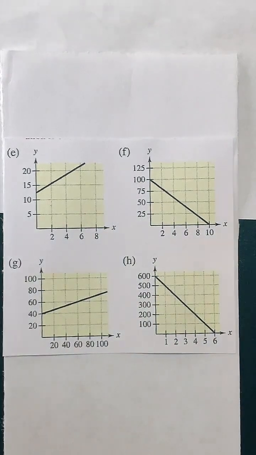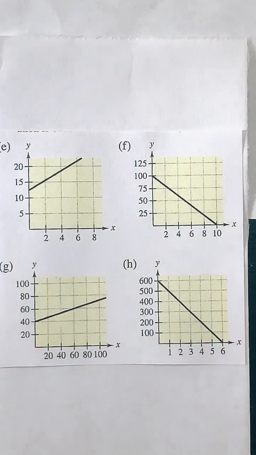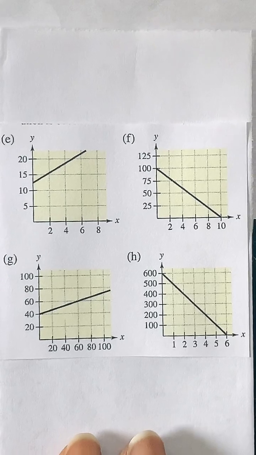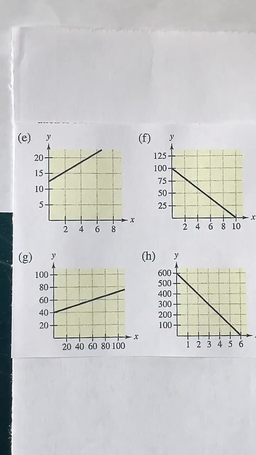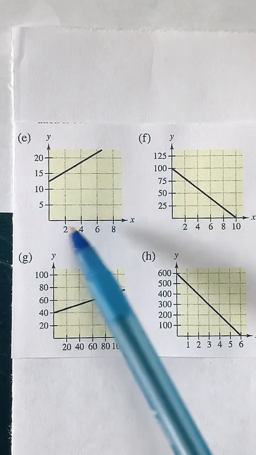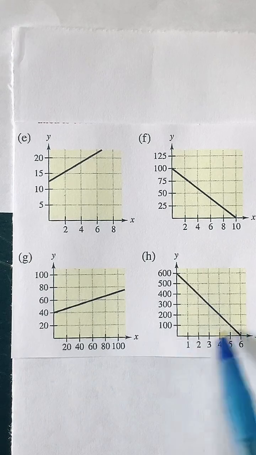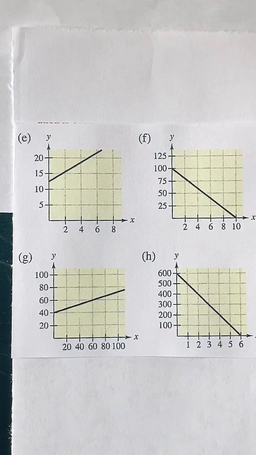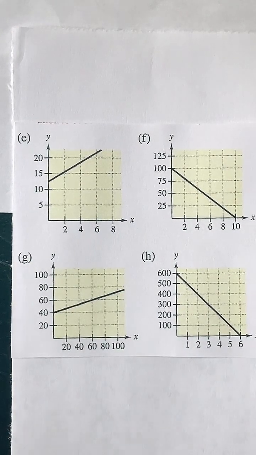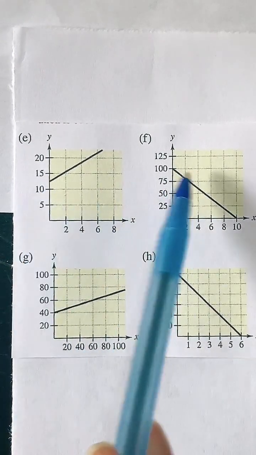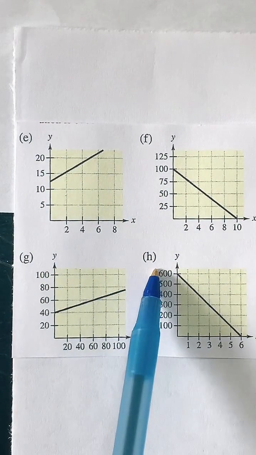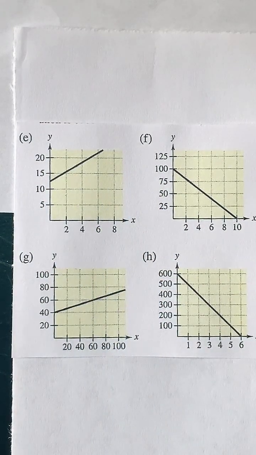Let me see if I can make this a little bit larger. I think that'll work. Okay, so we have 4 different graphs here, right? We have E representing a graph, F representing a graph, G representing a graph, and H representing a graph. I'm going to give you a scenario, and I want you to put in the chat which of the graphs, E, F, G, or H, matches the scenario. Okay, so give me a thumbs up when you are ready.